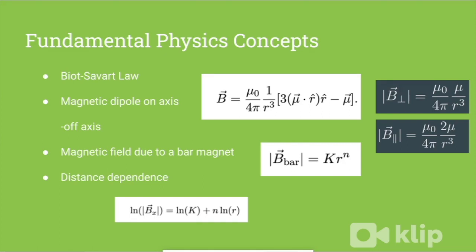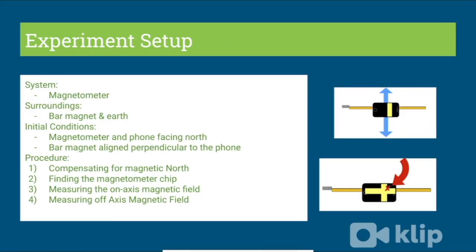Now, for the experiment setup, our system is our magnetometer, and the surroundings for our experiment are the bar magnet and Earth. Our initial conditions for this experiment are that the magnetometer and phone are facing north and that the bar magnet is aligned perpendicular to the phone.